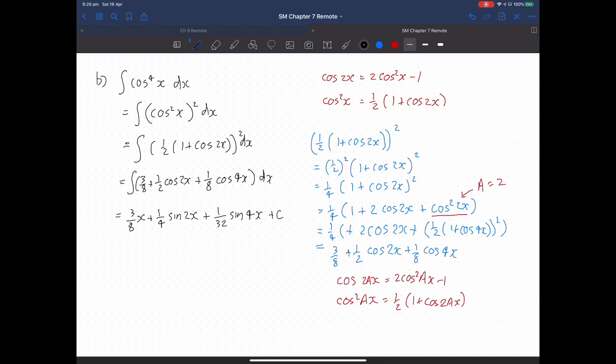Please note, I wrote a squared there. That squared should not be written. The rest is correct.